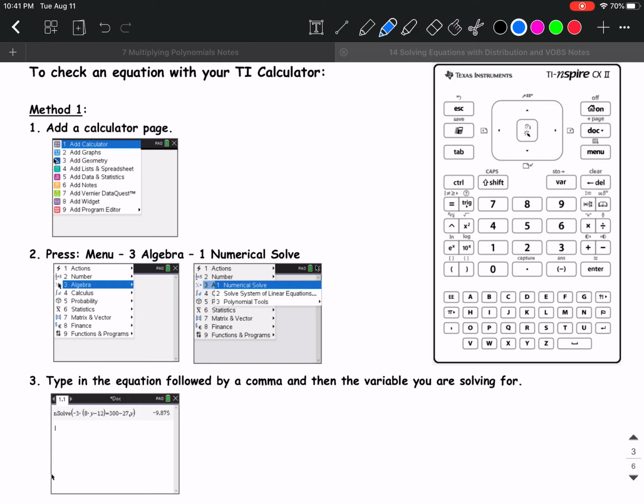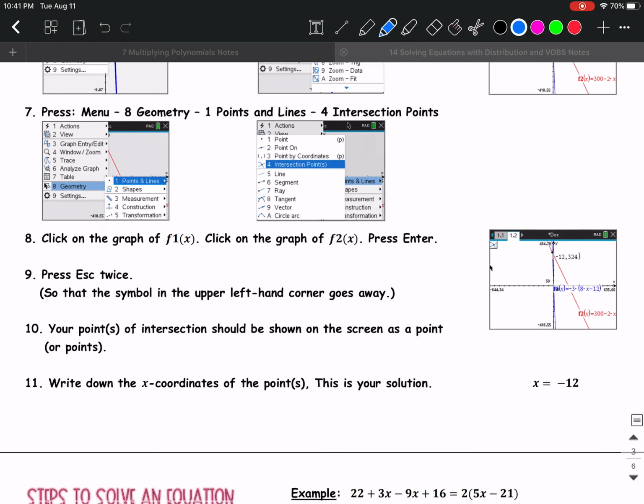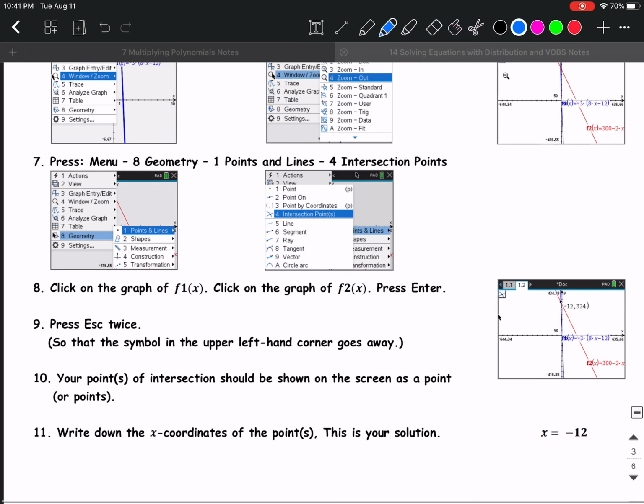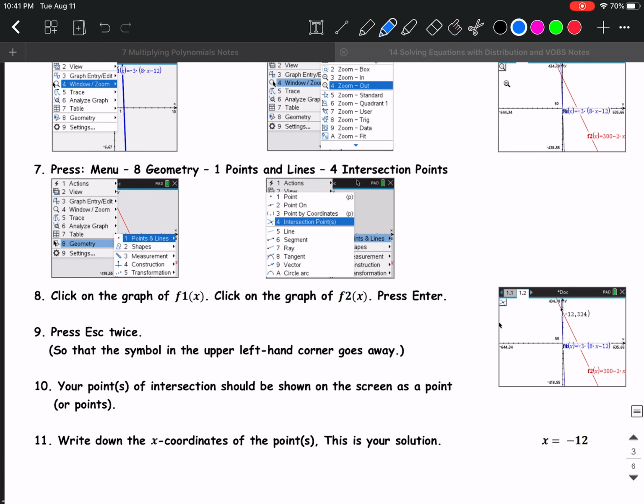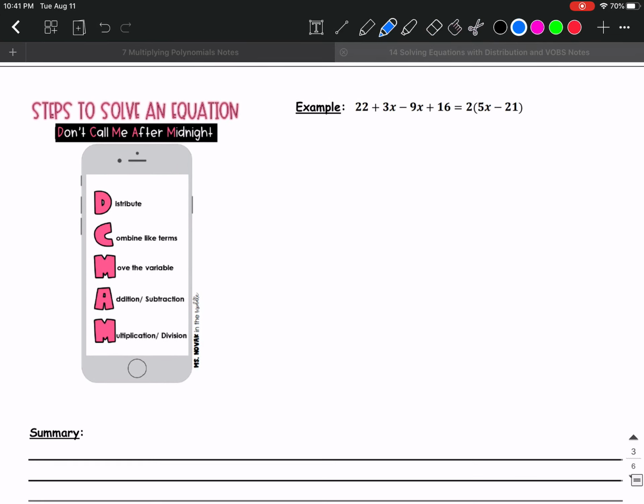I'm going to pause now and I'm going to go over to my calculator software and I'm going to walk you through those steps so you can see what it looks like and where I'm getting those button presses from. Okay? Okay, so that's how it works on the calculator.